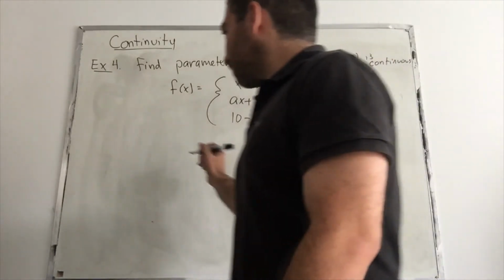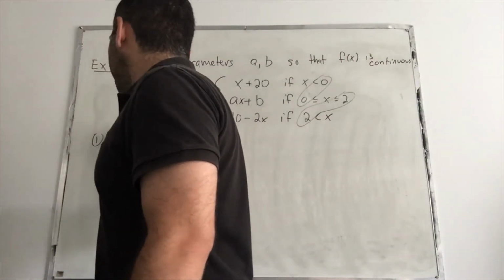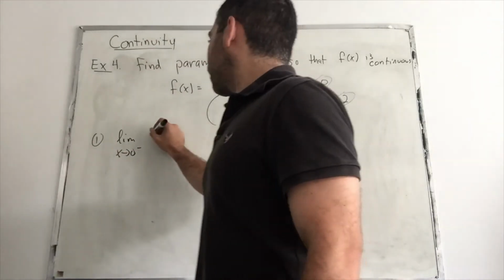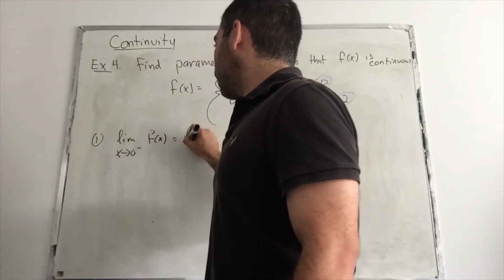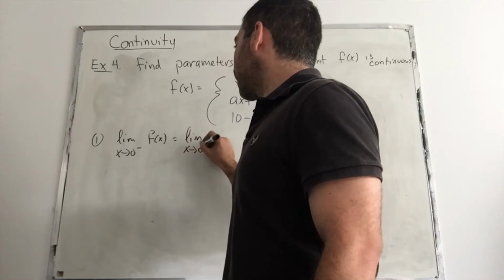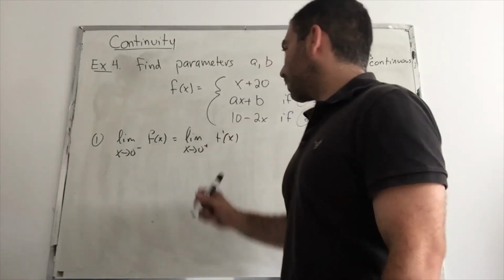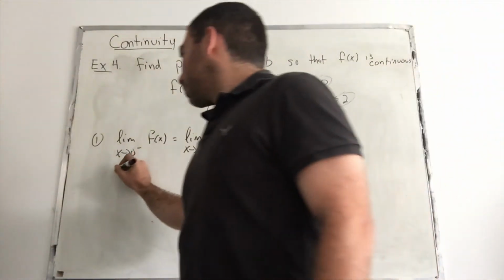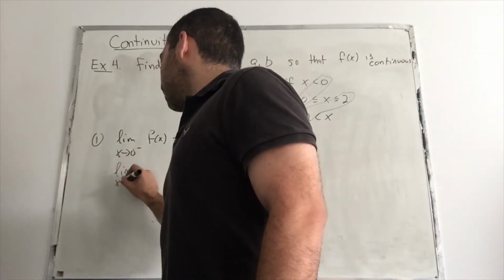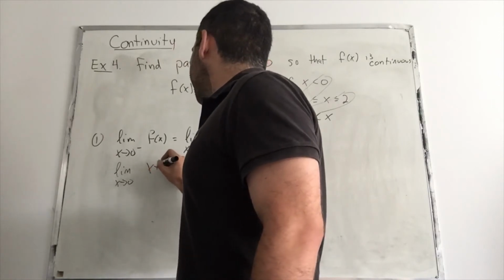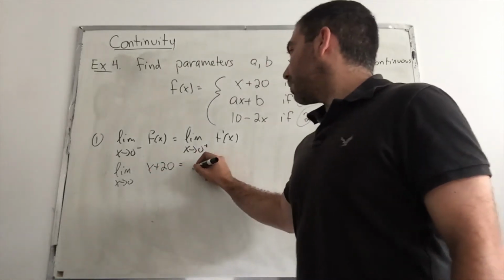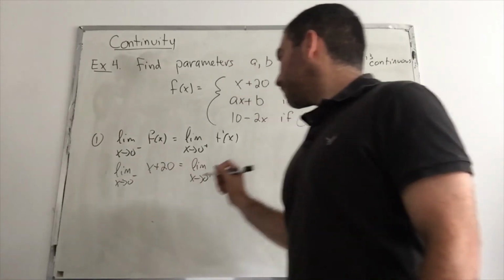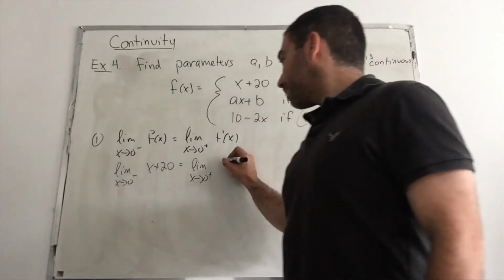So step 1, we want to ensure that the left limit as x approaches 0 from the left side of this function is equal to the limit as x approaches 0 from the right side. From the left side of 0, we're using this function here, the x plus 20. So the limit as x approaches 0 of x plus 20 is equal to the limit as x approaches 0 from the right side, this is the left side, of ax plus b.